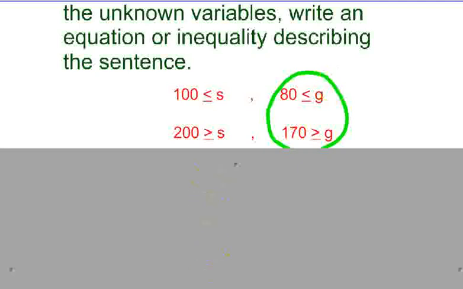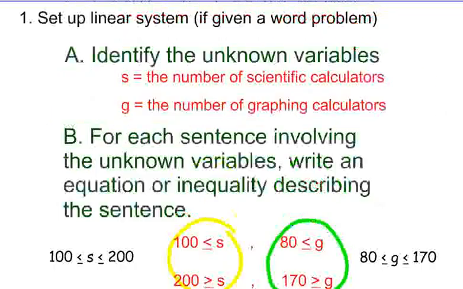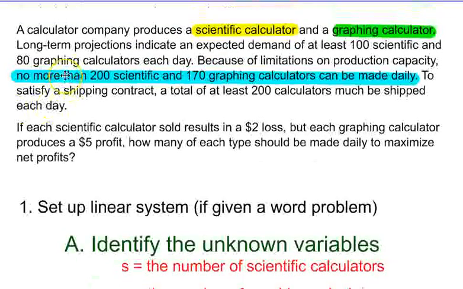So the question is, how do we represent this as an inequality? Separately, you can represent them fine, but if you want to represent them together, we should combine the inequalities representing S and G with one another. And so we end up with this, which represents both of these, and this represents both of these. Okay, let's move on to the next sentence.